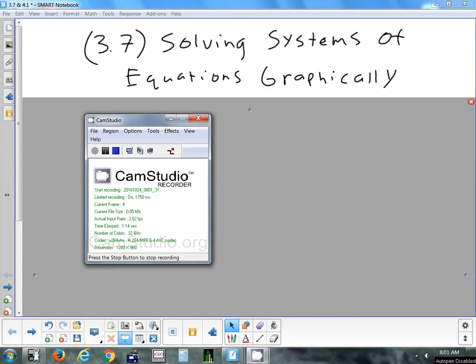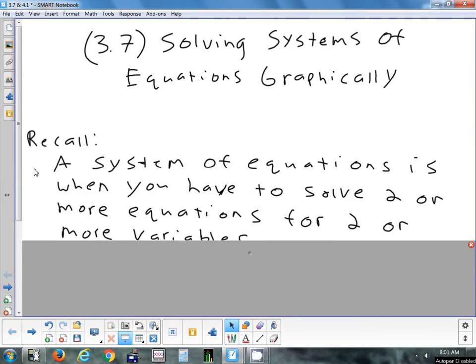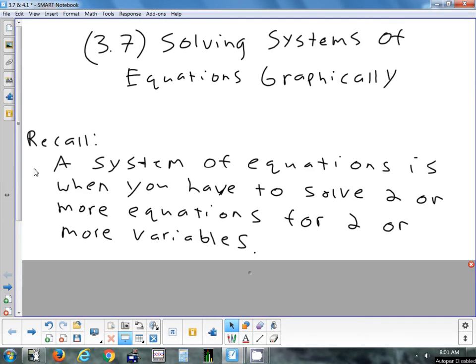All right, so the first section we're going to look at this week, as I said, is 3.7. It's pretty quick. It's just solving systems of equations graphically, which basically means finding where two graphs cross each other. And depending on how complicated the graphs are, you can have more than one intersection point. Obviously, if you just have two lines, you won't. But if you have like a parabola and a line, you might have two.